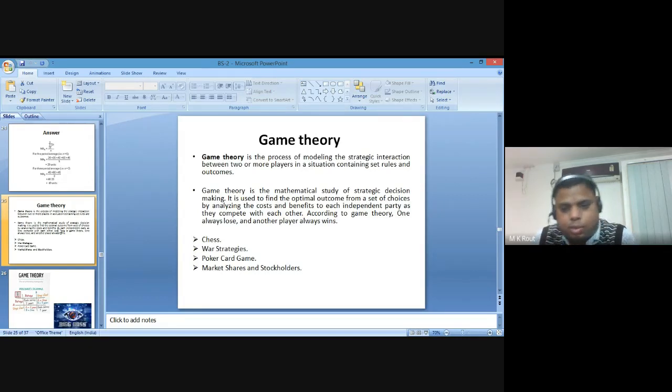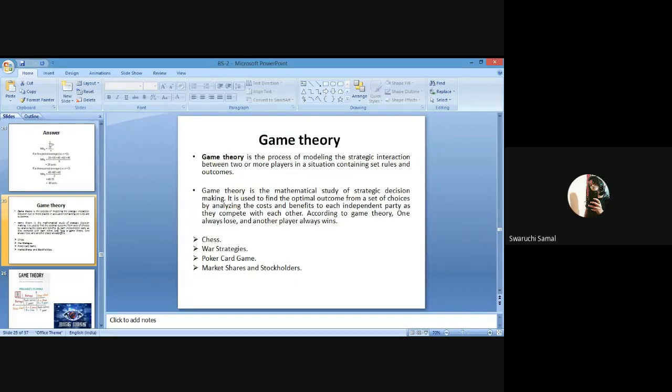If you go to the proper definition, game theory is the mathematical study of strategic decision making, and it is used to find optimal outcomes from a set of choices by analyzing the cost benefit to each independent party as they compete with each other. According to game theory, one always loses and another player always wins. Suppose if you compare Jio versus Airtel by using game theory, which company will make more strategy in case of winning the game? Airtel lost the game. Jio wins the game.